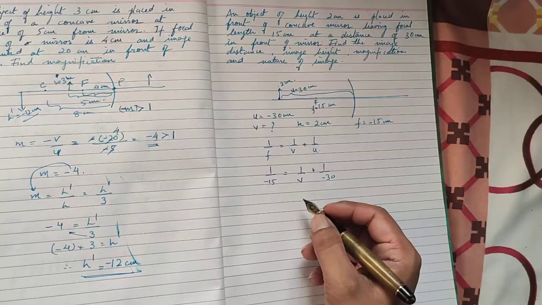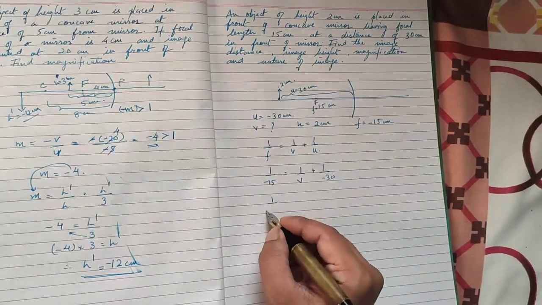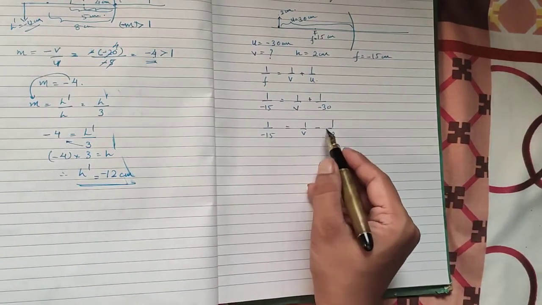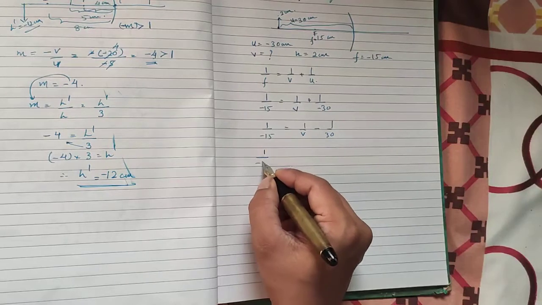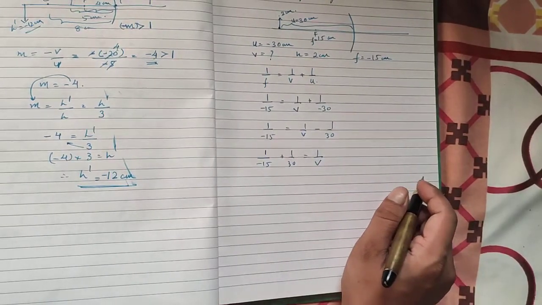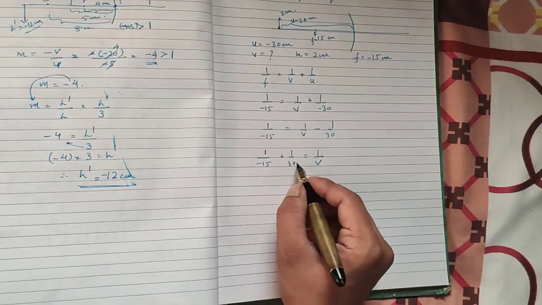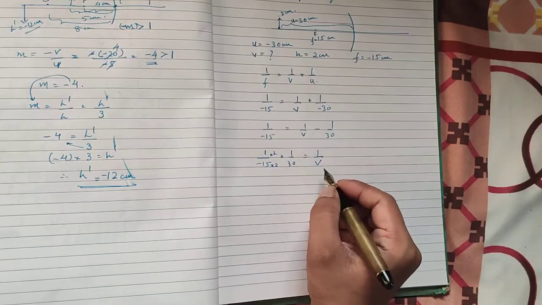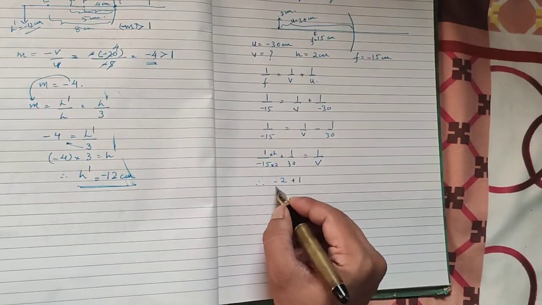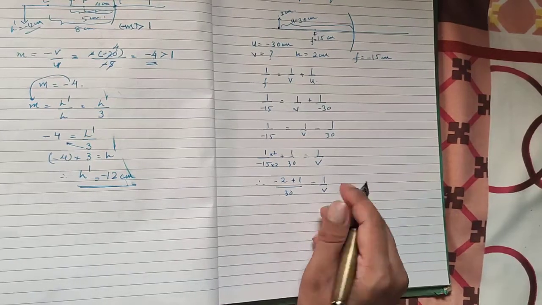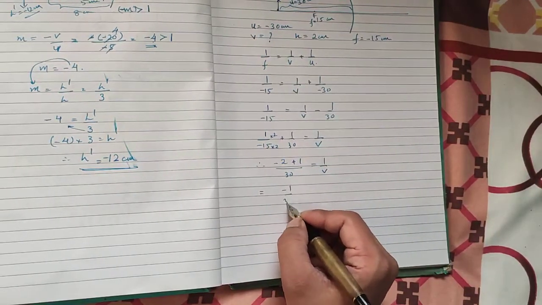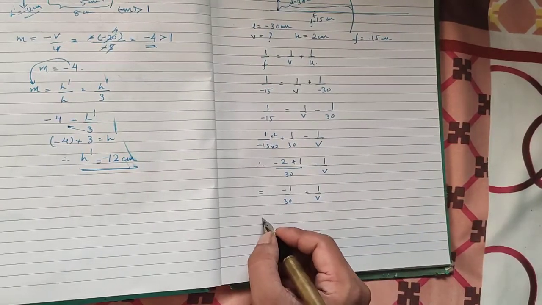Now because this is positive and negative, this will become negative over here, so you get minus 1 upon 15 is equal to 1 upon V minus 1 upon 30. Minus 1 upon 30 goes on this side and becomes plus 1 upon 30, so minus 1 upon 15 plus 1 upon 30 equals 1 upon V. Now we have to find the LCM. So 15 2s are 30, and multiply 2 on top as well to make the LCM similar. So what you get is minus 2 plus 1 upon 30 equals 1 upon V. Very simple. And minus 2 plus 1 is minus 1, so we get minus 1 upon 30 equals 1 upon V. Therefore, we take the reciprocal of this.